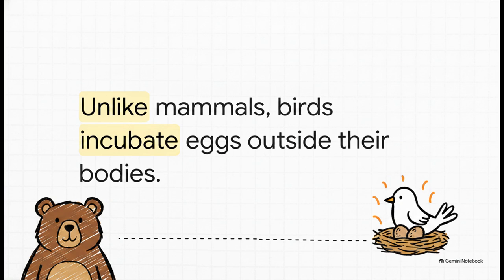Unlike mammals, birds incubate their eggs outside their bodies. The unknown word here is incubate. So what are the surrounding words? We see the word unlike. Now, that is a massive signal. That is a contrast clue. It tells us that what birds do with their eggs outside their bodies is a totally different process than what mammals do inside their bodies. The logic of the surrounding context helps us realize that incubate is the action of keeping eggs warm so they can hatch.